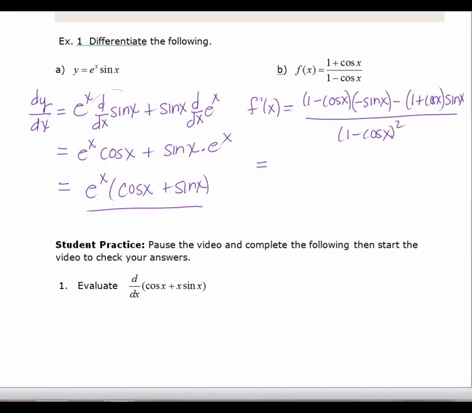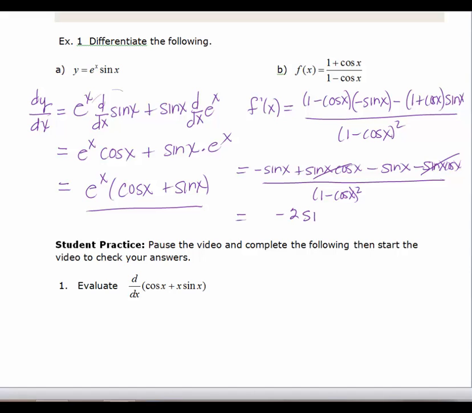Right, so now we want to simplify. Distributing, we get negative sine x plus sine x cosine x. Then distributing the negative sign, we get minus sine x, and then minus cosine x sine x. So the numerator becomes negative sine x plus sine x cosine x, minus sine x, minus sine x cosine x. The cosine terms cancel, and I'm left with negative 2 sine x over 1 minus cosine x squared.